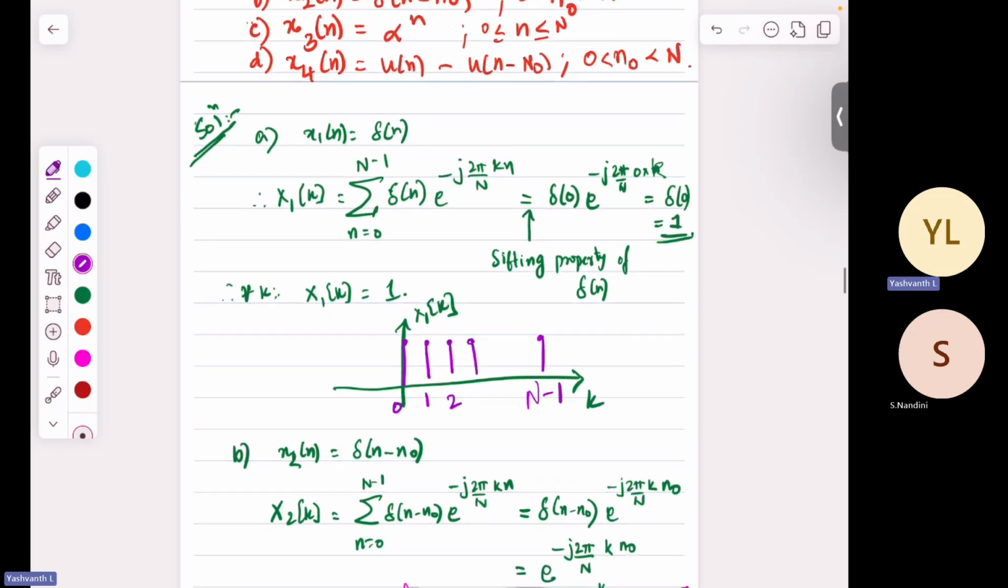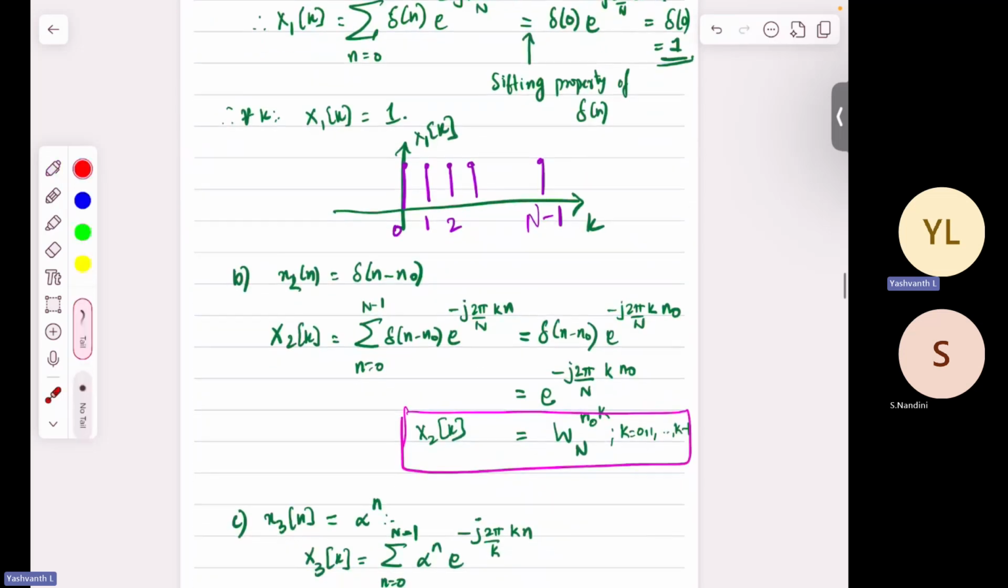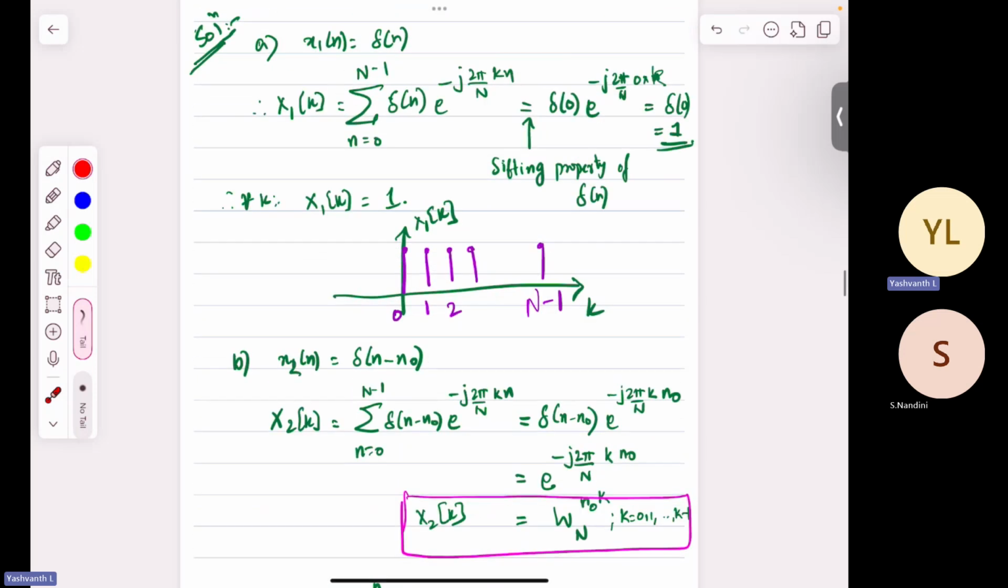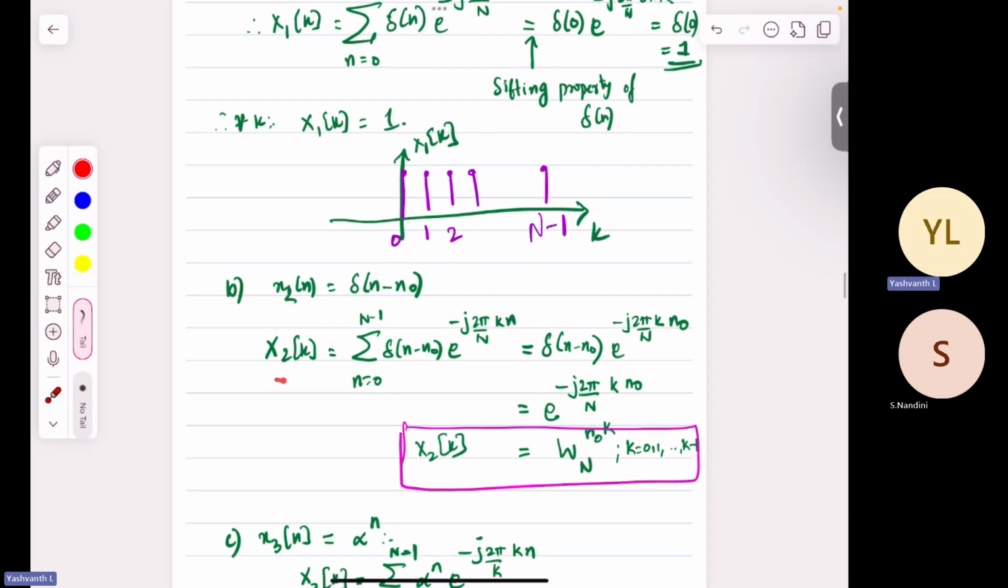All right. The next question is x2 of n is delta of n minus n naught. Basically the same approach. You apply the definition of DFT, which is x2 of k equals sum over small n equal to 0 to N minus 1 delta of n minus n naught into e power minus j 2 pi by capital N into kn. But apply again the shifting property, only at n equal to n naught will this term be non-zero. Therefore, you can show that this is equal to delta of n minus n naught into e power minus j 2 pi by N into k n naught. But delta of n minus n naught is 1 whenever we are at n naught. Therefore, it is just equal to the second term.